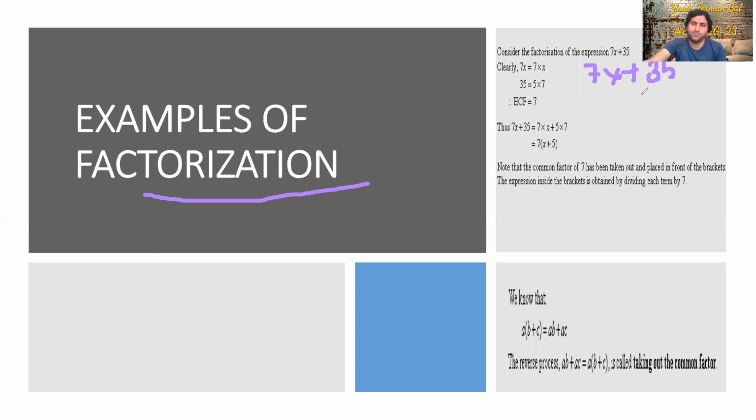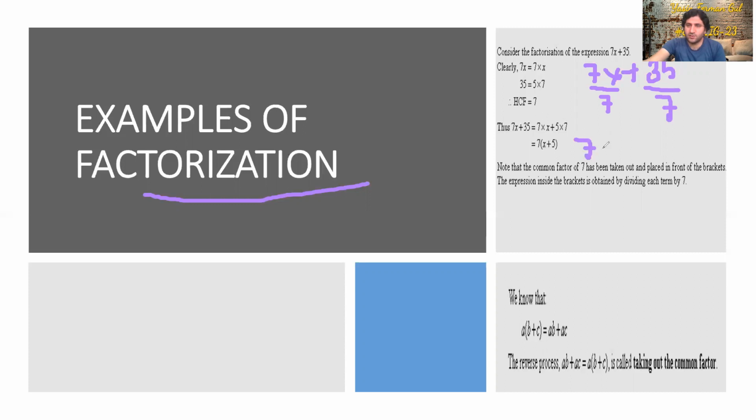Okay. Then, since one of the factors is this, the common factor is 7. Now I'm going to look for the other factor. To find that, I'm going to divide these terms by 7, since it's the common factor. So 7x divided by 7, and then 35 divided by 7. I'm going to write it here.